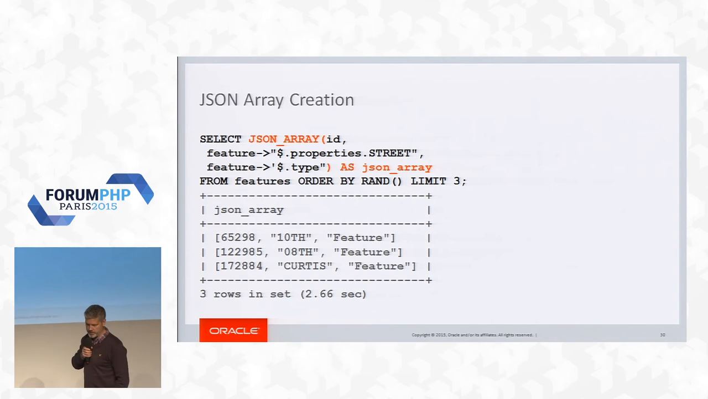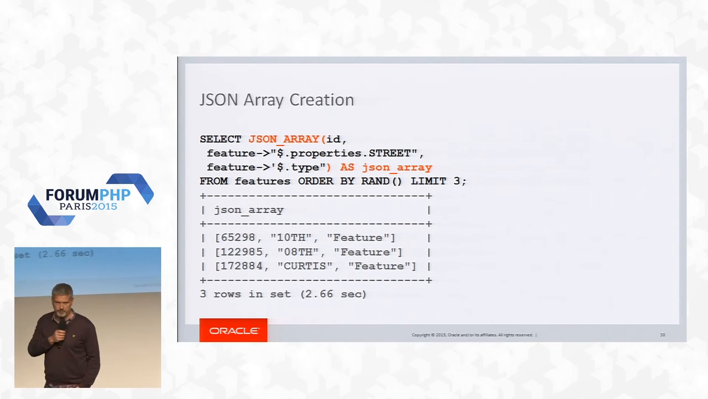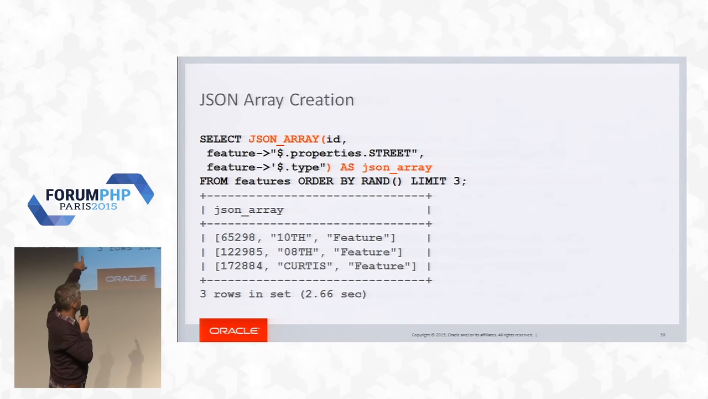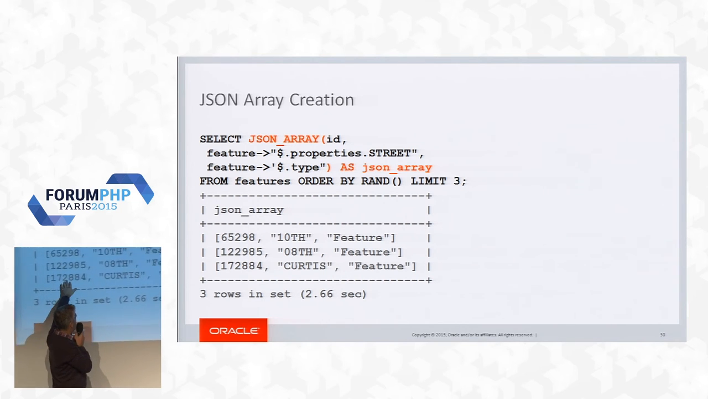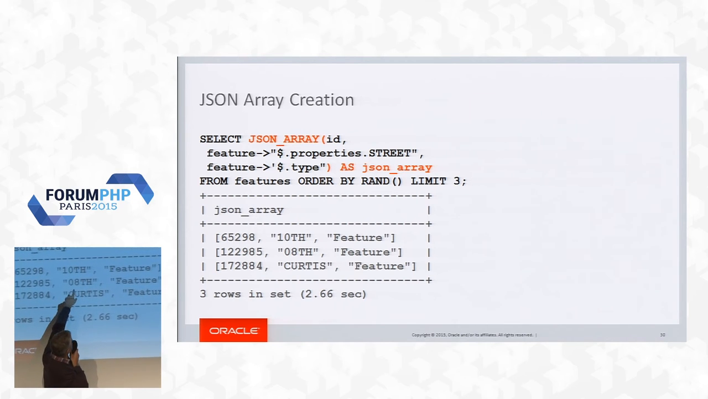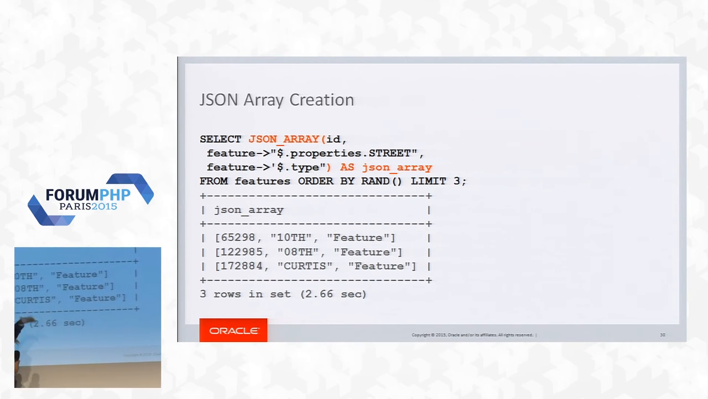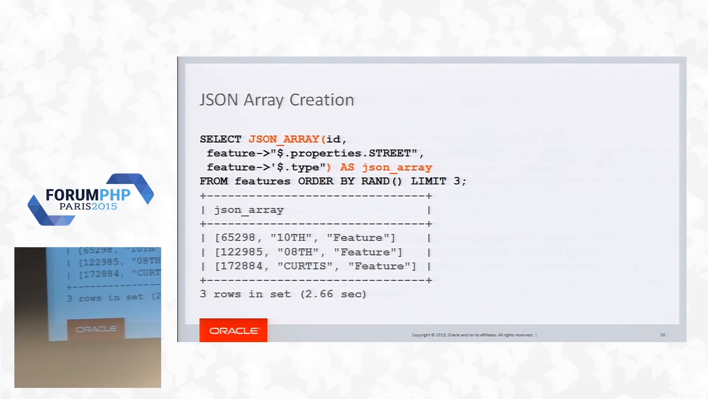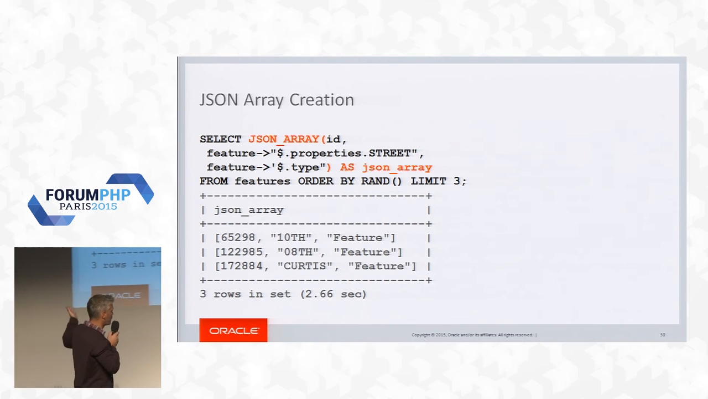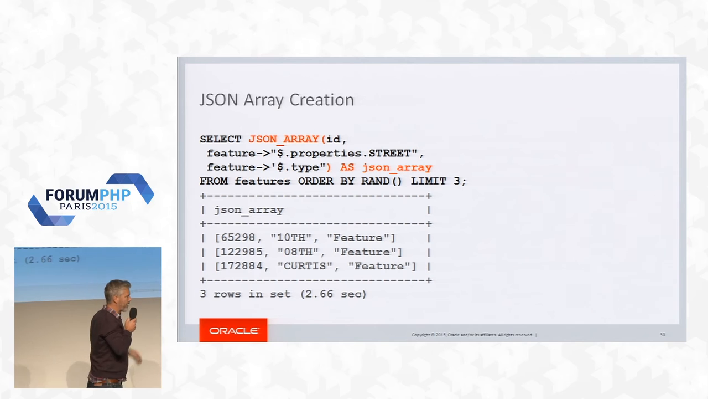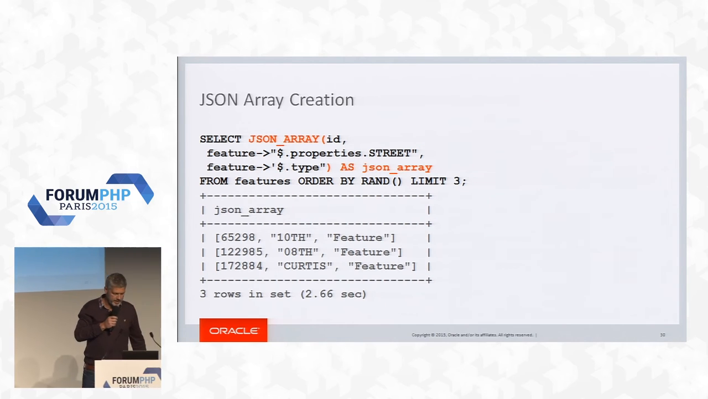JSON array is another function if you want to create JSON arrays. You basically list what you want in there. In this case, I've taken the ID, something I pulled out from the JSON object through that string, the street, and then the type. The arrays that are created here are the ID, then the street, and then the type. The type here is feature in all of them, which is a bit confusing because it always pulls out the same, but this is an example of how you would do it. Here you take three random objects from the database and do this on them.